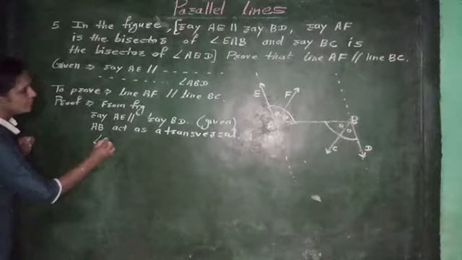So we write first ray AE is parallel to ray BD. It is given. AB acts as a transversal. This line acts as a transversal. If we extend this line, this is ray EA, this is ray BD. These are two parallel lines. AB acts as a transversal.